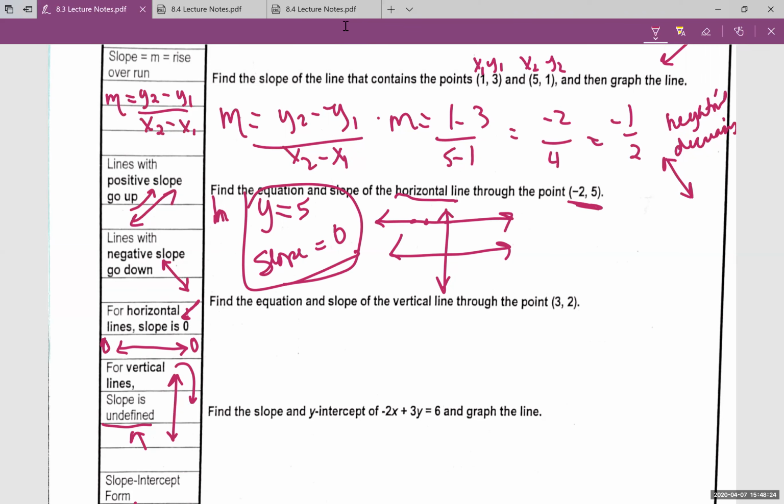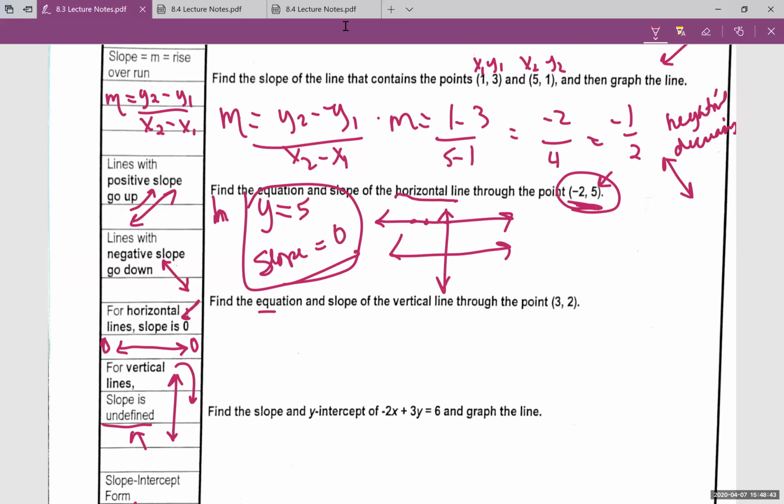If it's a horizontal line, ask yourself, is this an x equals or a y equals line? Horizontal lines are y equals lines. Then you just come over here and pick up the y coordinate, which was 5. That's how I got y equals 5. And I know that for horizontal lines, the slope is 0.